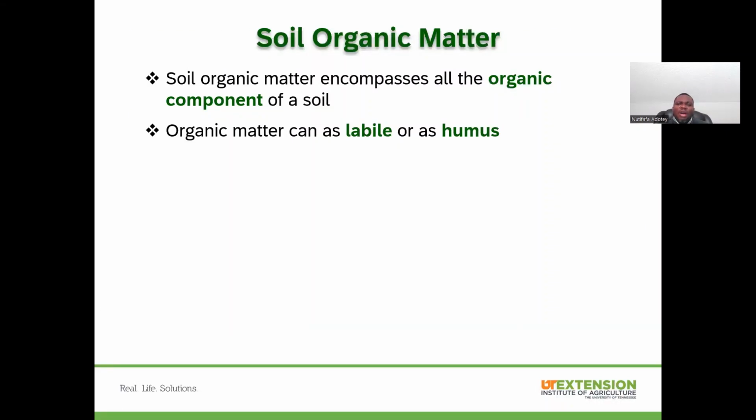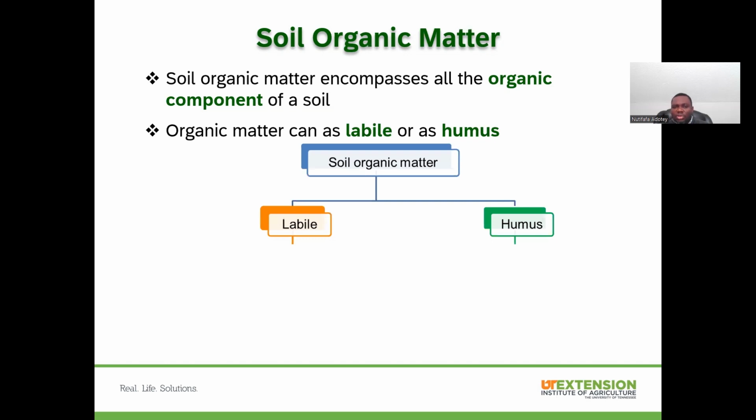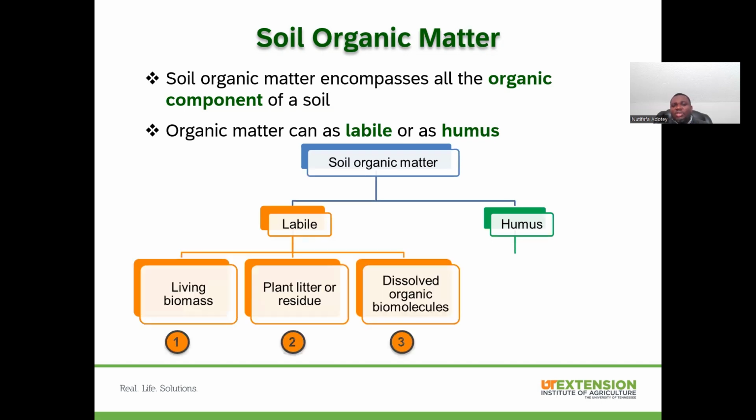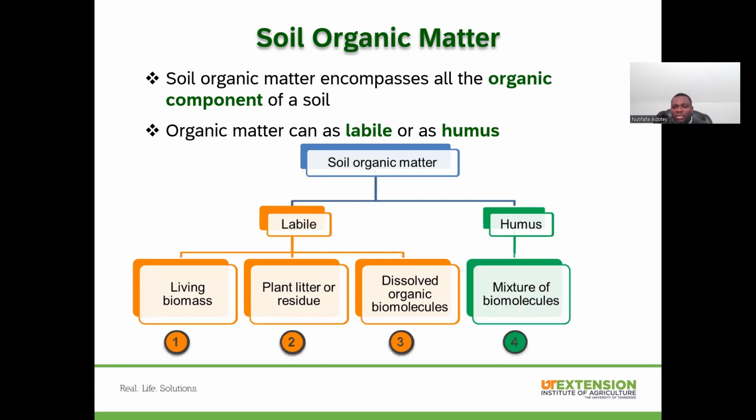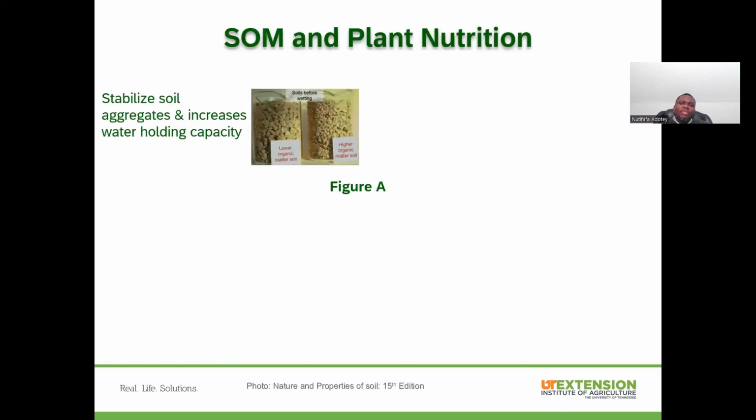Now, finally, we want to talk about soil organic matter. Soil organic matter encompasses all the organic components of the soil. It can be labile or it can be humus. The labile component is usually the living biomass, the plant litter or residue, as well as the dissolved organic biomolecules, while the humus is the mixture of just the biomolecules.